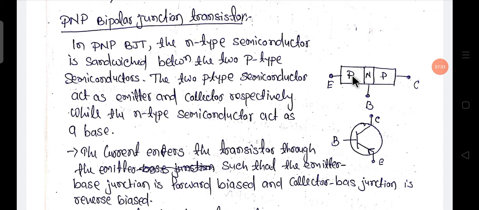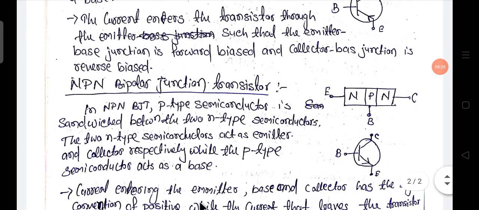The two p-type semiconductors are the emitter and the collector, and the n-type semiconductor, which is very thin, is called the base. Here is the PNP transistor symbol. The direction of the arrow is inside. Always remember, on the emitter side there is an arrow, and that arrow represents whether the transistor is PNP or NPN. If the arrow is going inside, this is PNP, and if the arrow is going outside, this is called an NPN transistor.